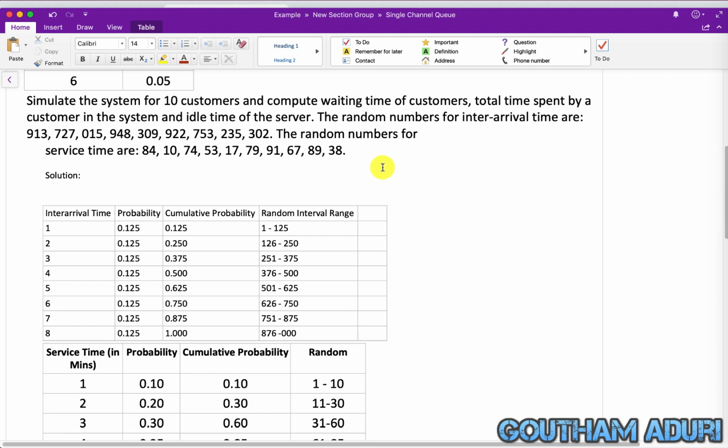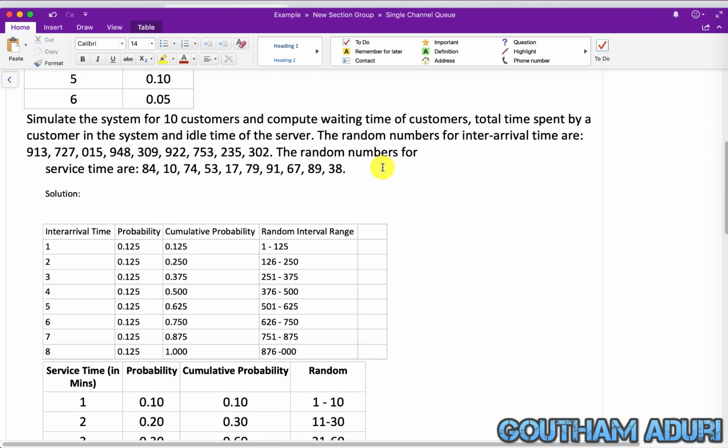And I hope this is quite understandable for you in order to solve this kind of single channel queuing problem. And do let me know if you have any kind of questions or comments.